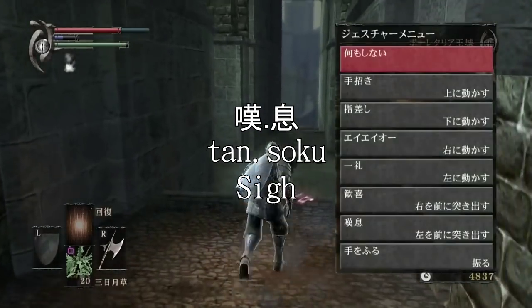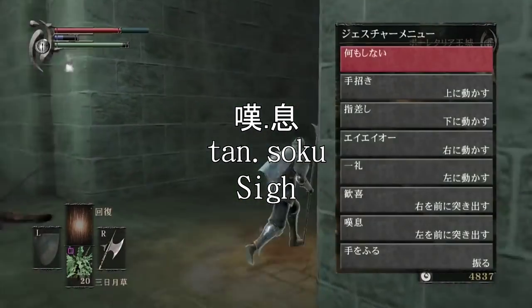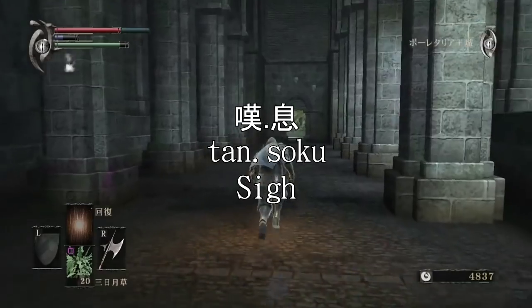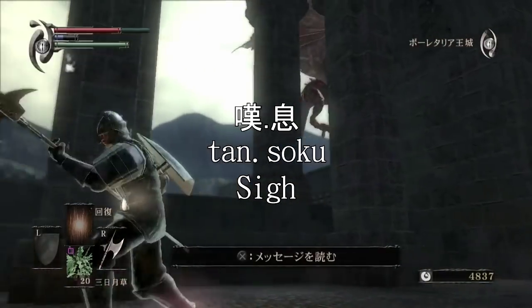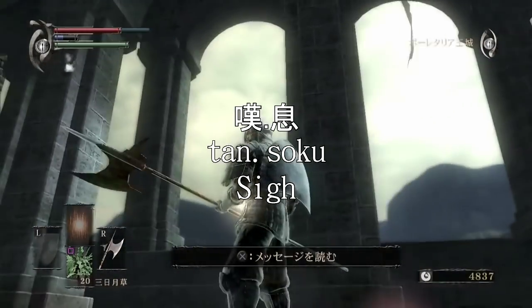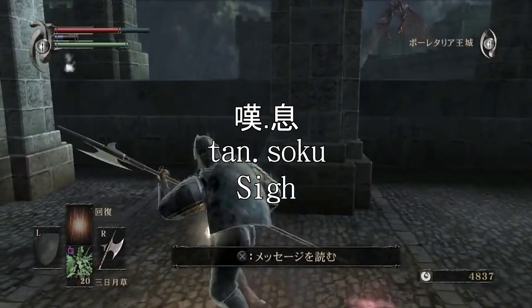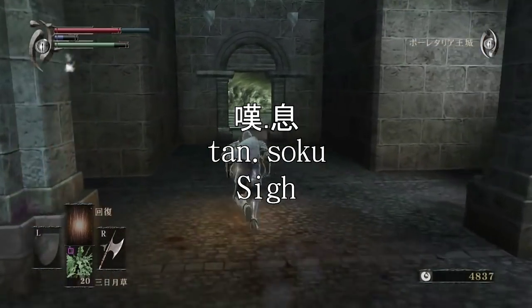Tansoku, sigh. The first character can mean sigh on its own. It can also mean to lament or grieve. And the second character means breath. Tan has the mouth to the left radical. Soku has heart underneath.